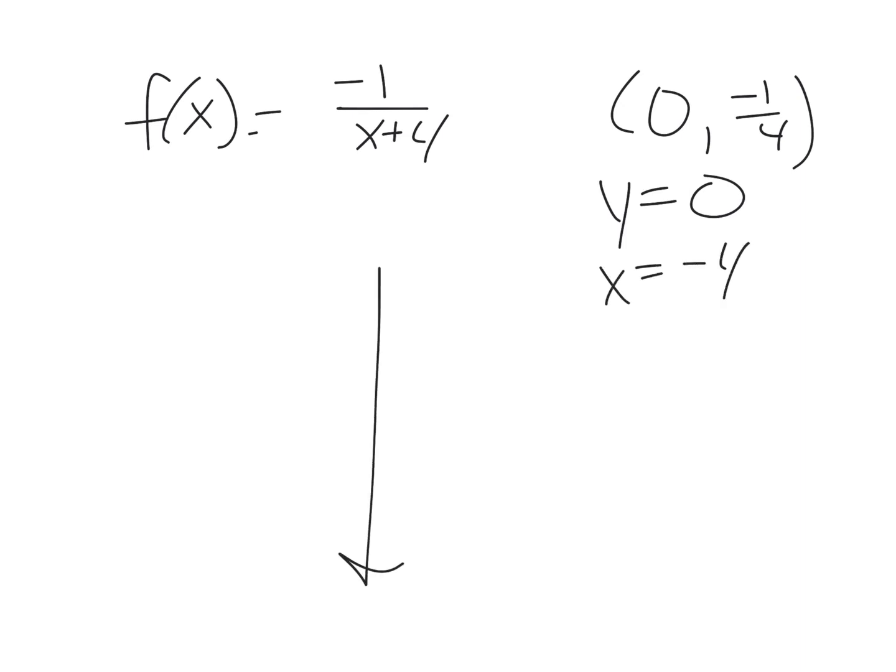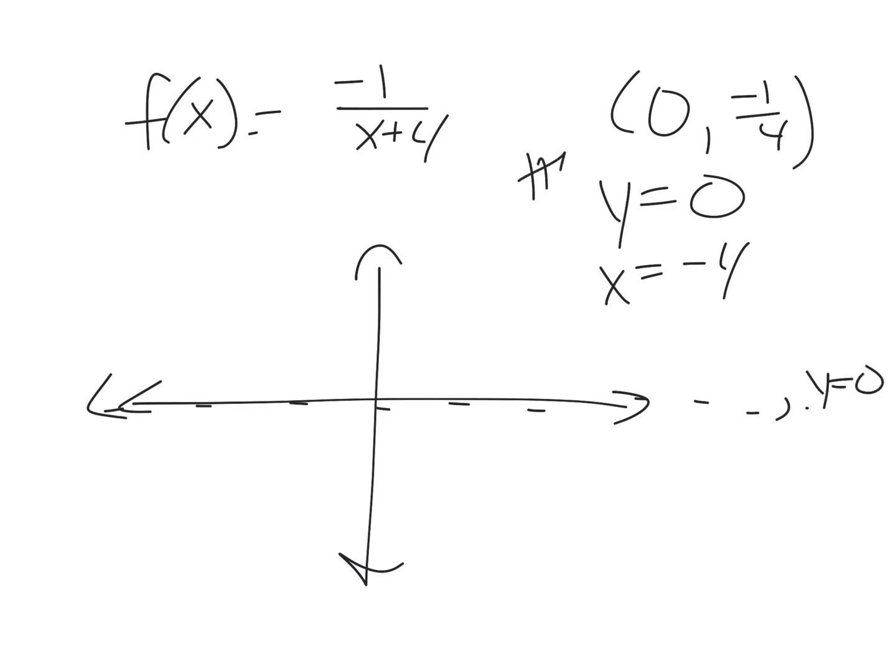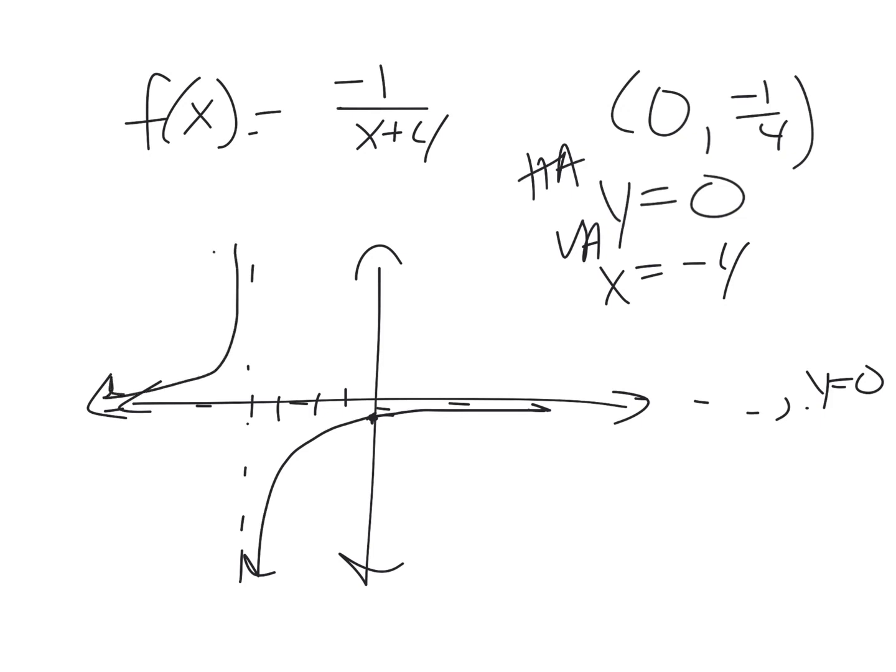So let's draw what we have so far. We have y equals 0 as a HA, and a VA at -4. And then from there, we have a y-intercept of 0, -1/4. So it's going to be right there, giving us a graph that's going to do one of these. And then in the top corner here, as x gets more negative, we'll do something like that.